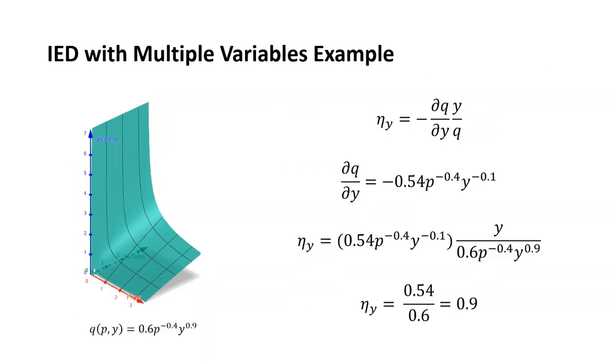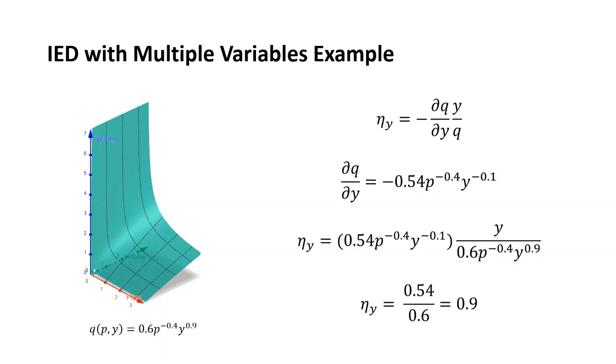Here's an example problem for income elasticity of demand with multiple variables. In this case, I'll be using the same function as I did before. This time we'll just be examining the income elasticity of demand. The function is quantity demanded as a function of price and income equals 0.6 times the price to the negative 0.4 power times the income to the 0.9 power.